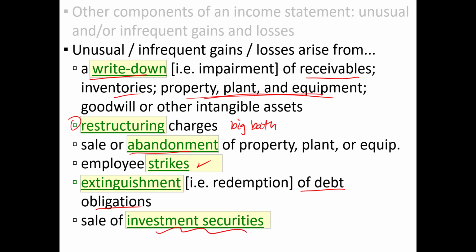Sale of investment securities. Generally, if we're not an investment bank, we're say like Harley Davidson, right? If we have idle cash that's invested, maybe we sell that at a gain or a loss. That may happen, okay? But we want to make sure it's clear that these are gains, these are losses, and of course, they're either unusual or infrequent.